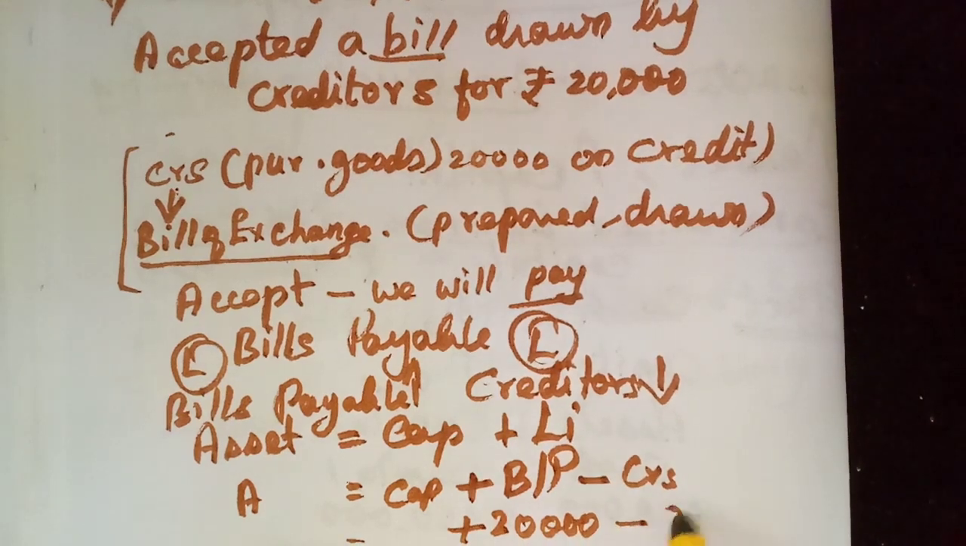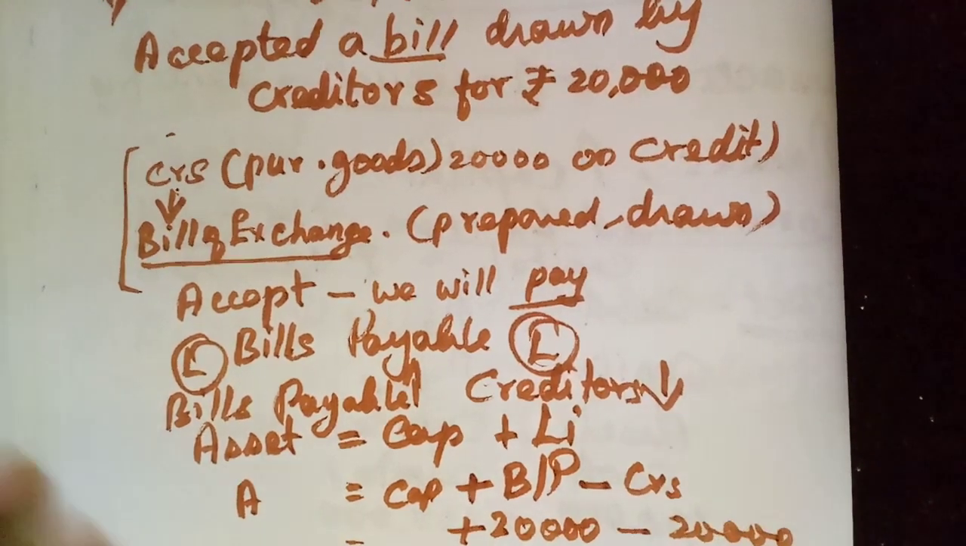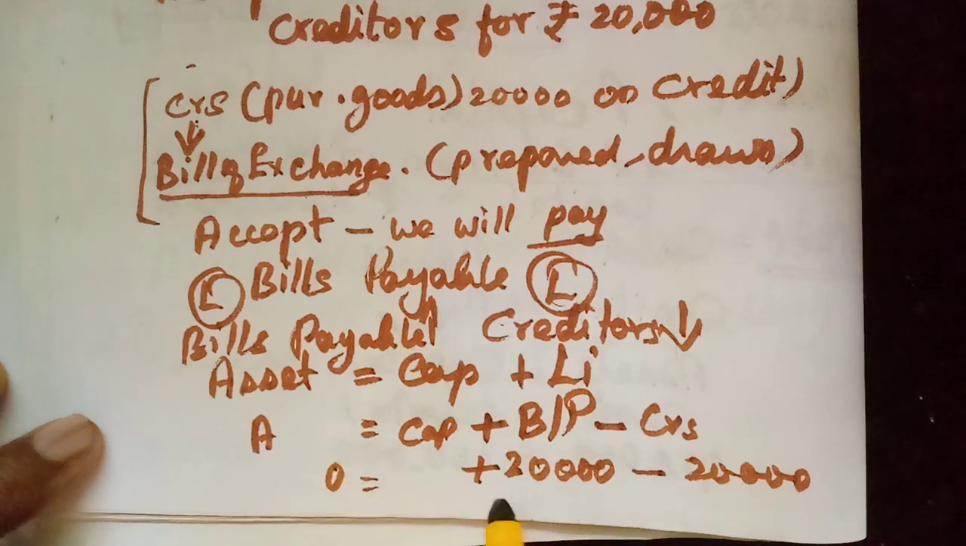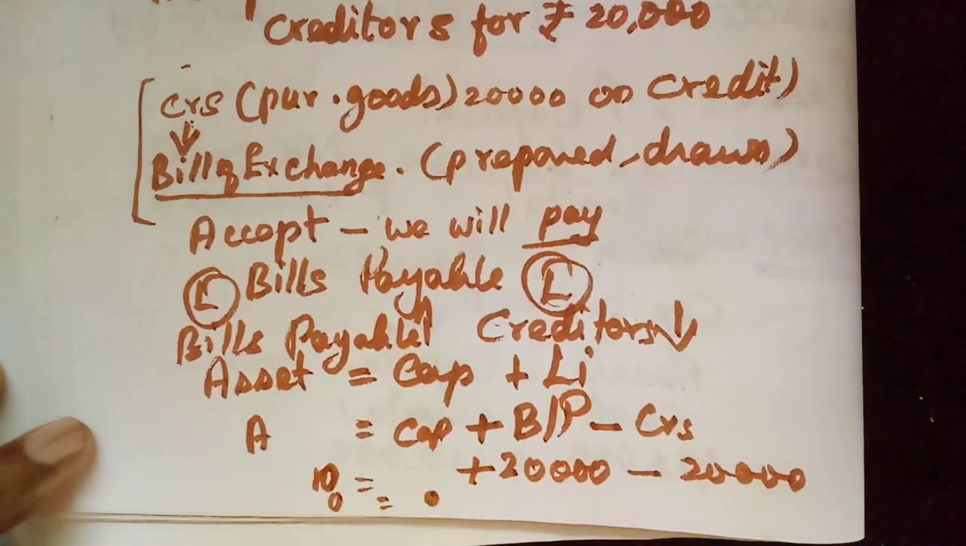Creditors, we need to reduce 20,000. Now, how much are we getting? Totally 0. Here also 0. Asset 0. This also 0. Have you understood now?